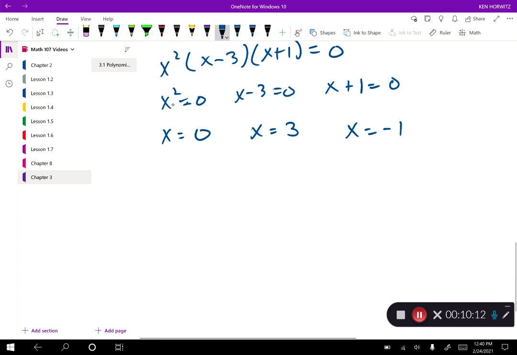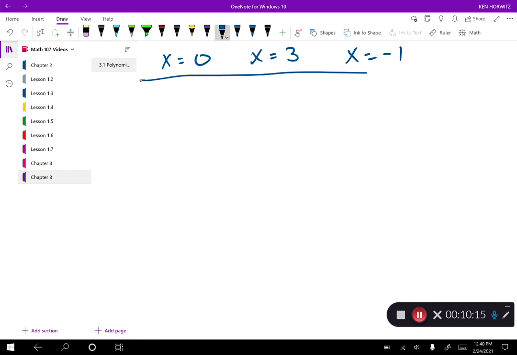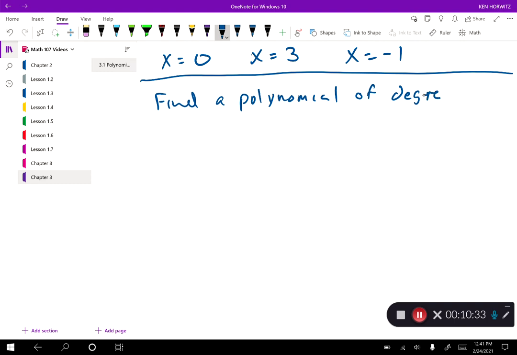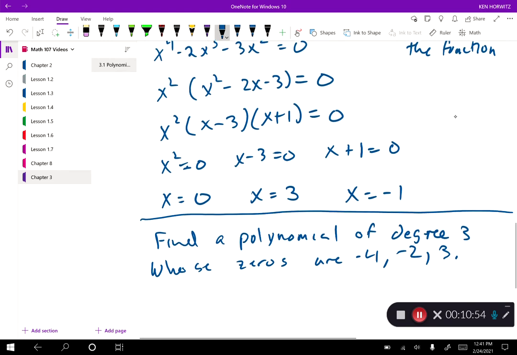All right. Now I want to try the problem backwards. What if I were to give you the zeros and the degree? So find a polynomial of degree 3 whose zeros are -4, -2, and 3.